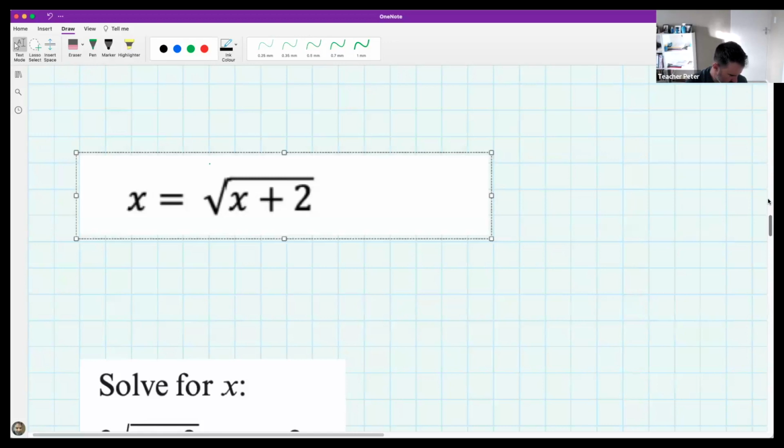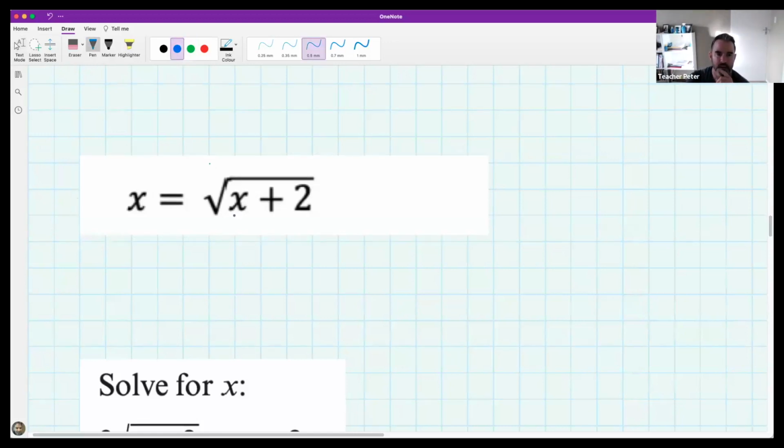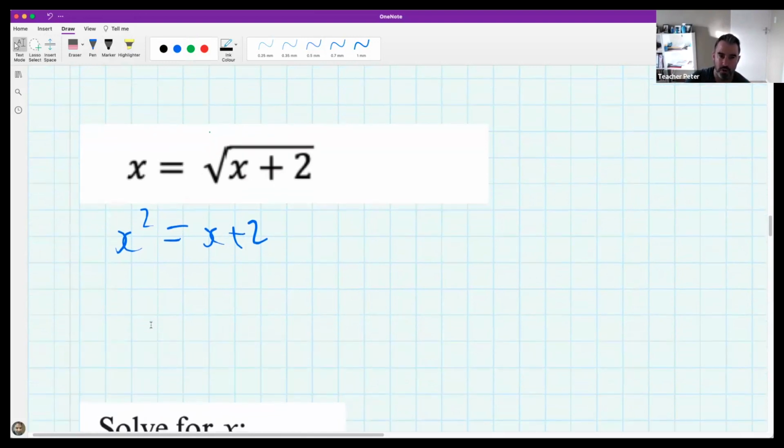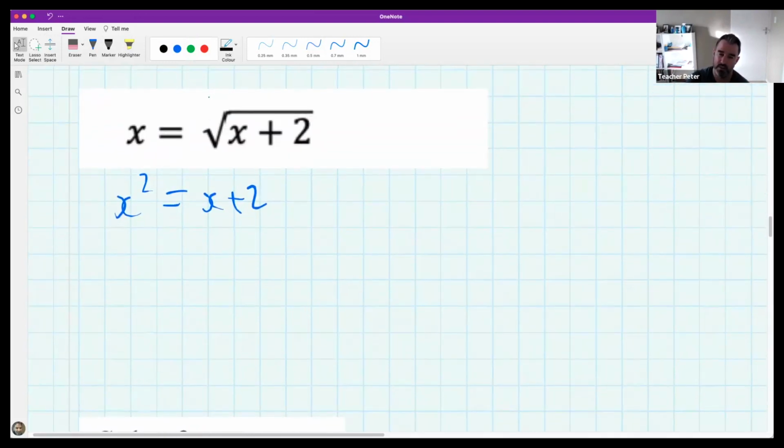Okay, so isolate, it's isolated. Square both sides, I'm going to get that. But now what's interesting is that looks a lot like a quadratic equation. And so what you could do is bring it into standard form. And then what do I need to do next? I need to solve that.